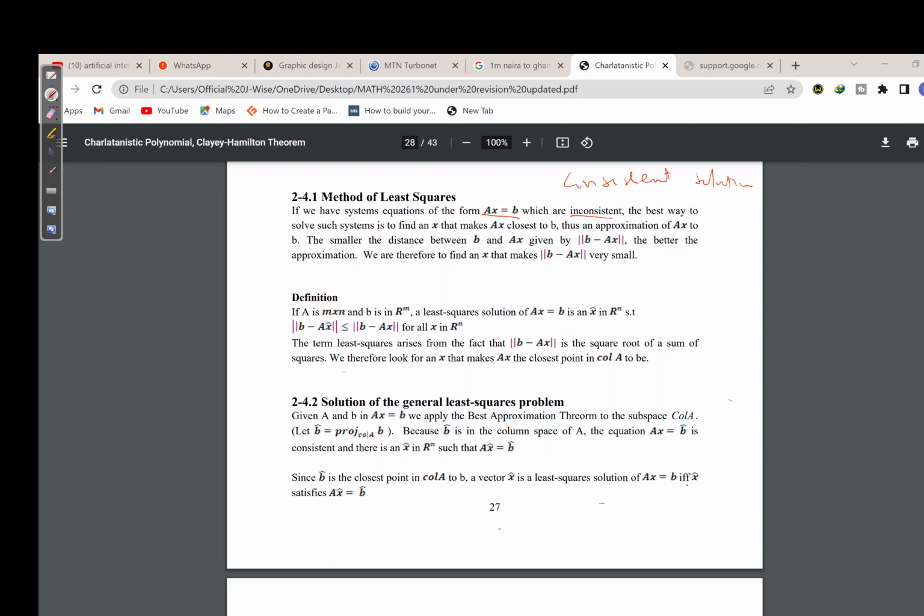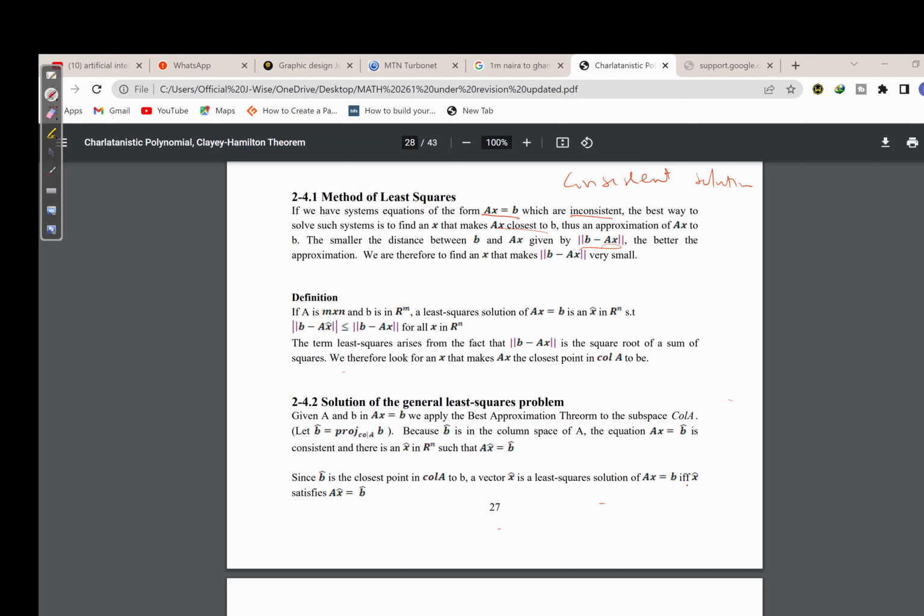So when you have a system of equations with an inconsistent solution, you can write it as Ax equals b. The best way to solve such a system is to find x that makes Ax closest to b. That's an approximation of Ax to b. The smaller the distance between b and Ax, the better the approximation. So we have to find our x hat, where x hat is the closest point.